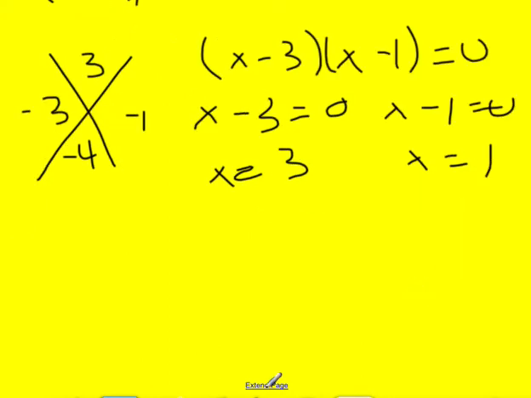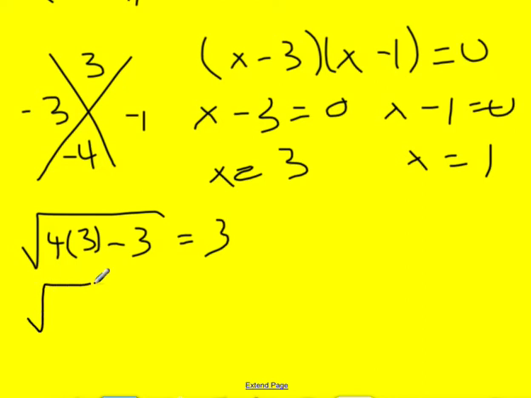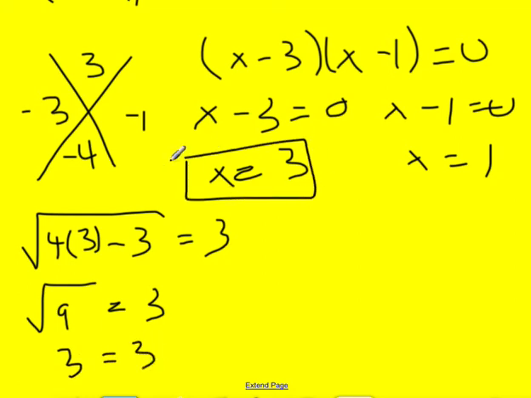Now before I'm done, I need to test those out. So I need to plug them back into the original problem. So plugging in 3, I get the square root of 4 times 3 minus 3, substituting each of those x's out and putting in a 3 instead. 4 times 3 is 12, minus 3 is 9. So I get the square root of 9 is equal to 3, and then I get that 3 is equal to 3. So 3 works out. 3 is a solution. Now I need to check 1.